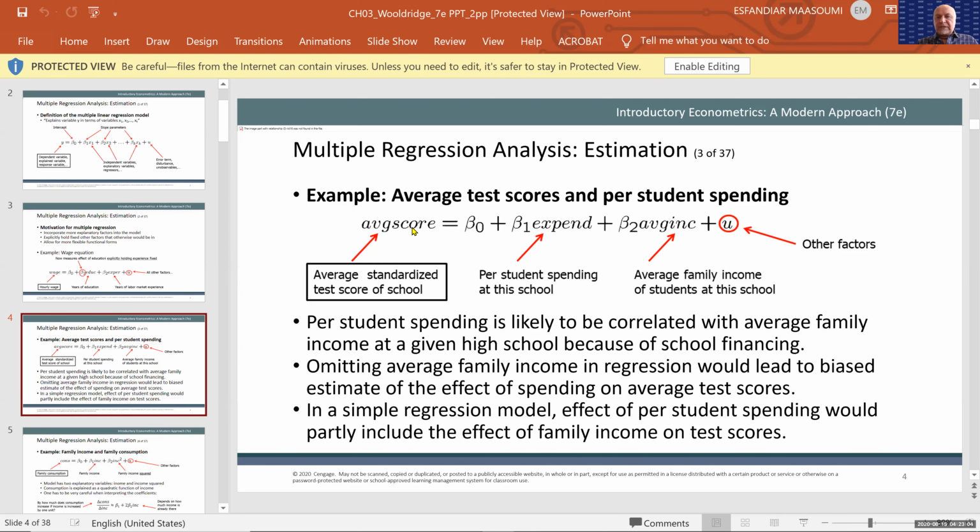The average score is another example, expenditure by family on their student and average income of the family. These two are likely to be highly correlated, expenditures with the family income. And so still, we're trying to bring in some effects of income or household characteristics in terms of explaining average outcomes, educational outcomes.